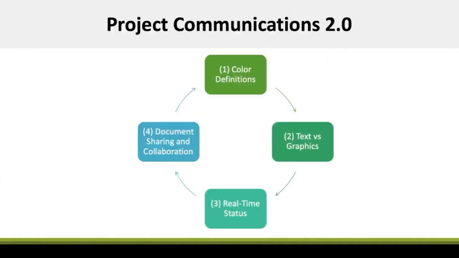So there's really 4 major components we want to talk about from a communications perspective. Color definitions, text versus graphics, real-time status, and document sharing and collaboration. Make sense? Actually, you know what? There's 5. Remote communications. With COVID-19 and all the stuff that we're going through from a global pandemic perspective, we have to add communications and remote communications into that conversation. Make sense? Good. Let's dive in.